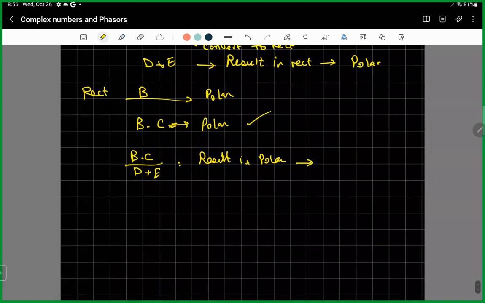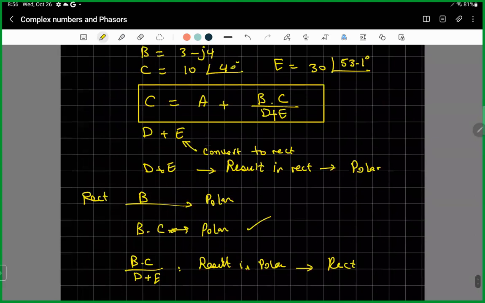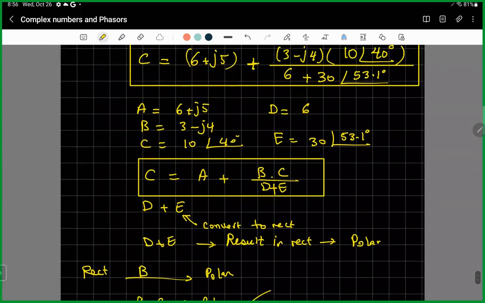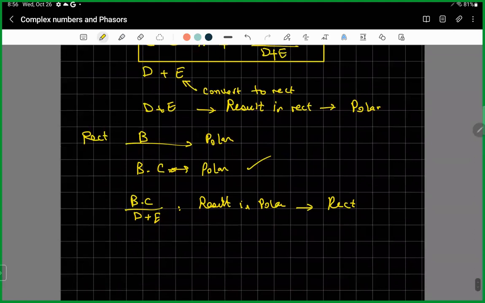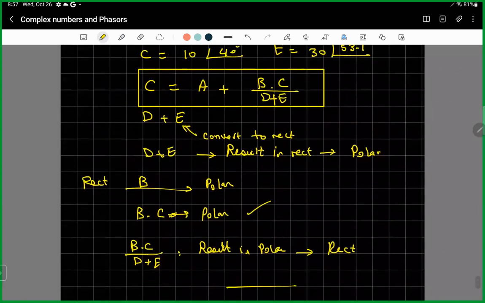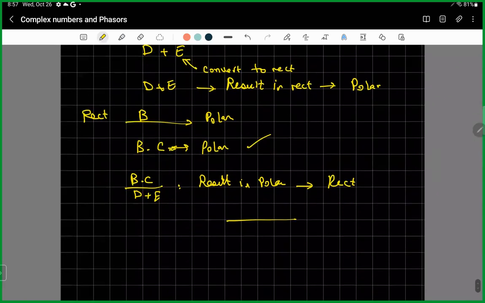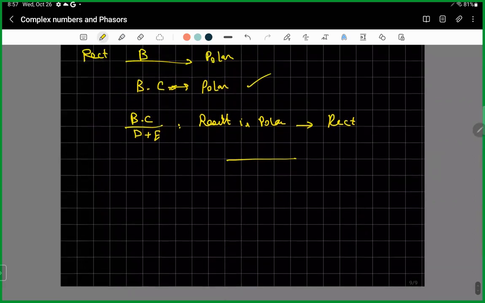to what? Rectangular. And then in the end, you will add A. A is given in rectangular. That's good, just add. So I will leave this for class practice to do today. We explained already the technique of how you do it, to make sure that you guys are following me.